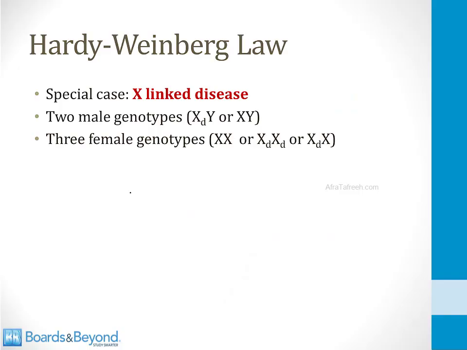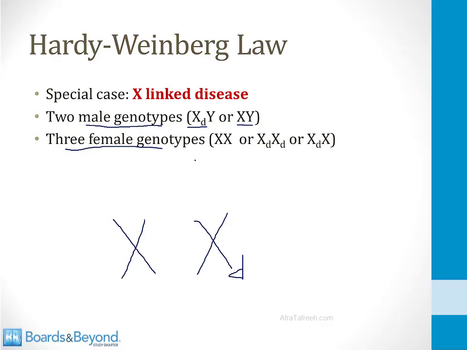X-linked recessive diseases represent a special case where you can apply the Hardy-Weinberg law, but you have to understand a couple of tricks in doing so. So in order to understand this, let's imagine that we have an X-linked recessive disease such that individuals can carry either a normal X chromosome or a diseased X chromosome, which I will denote X sub D. In this situation, there are two potential male genotypes. Males can either be X sub D Y or normal XY. There are, however, three potential female genotypes. Females can either have two normal X chromosomes, two diseased X chromosomes, or a mixture of the two.